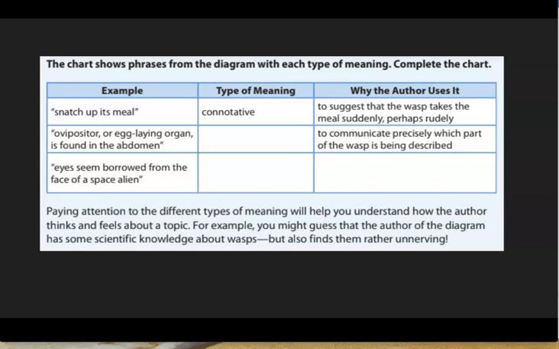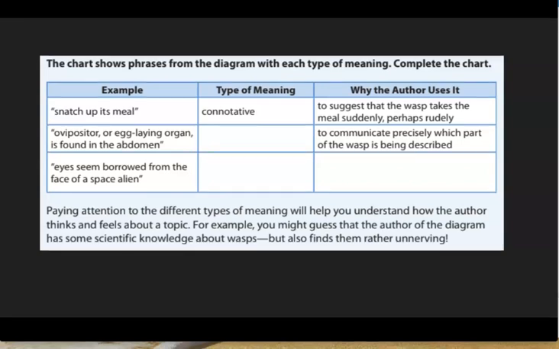The next example: "ovipositor, or egg-laying organ, is found in the abdomen." They've already told us why the author uses it, which is to communicate precisely which part of the wasp is being described. We know that those words are pretty much only science and technology words, and so we see that that is a technical meaning. So go ahead and write that down.